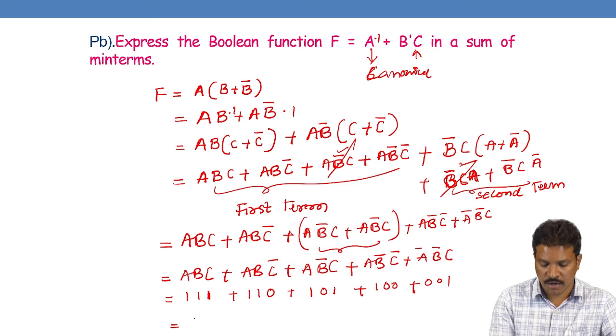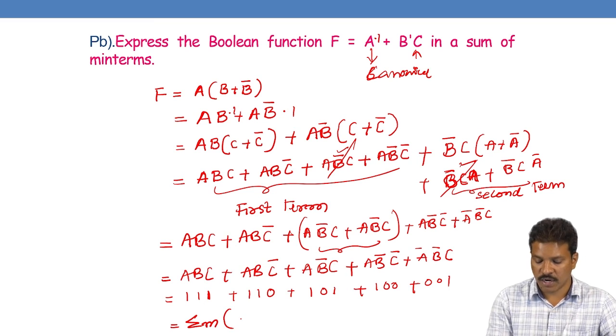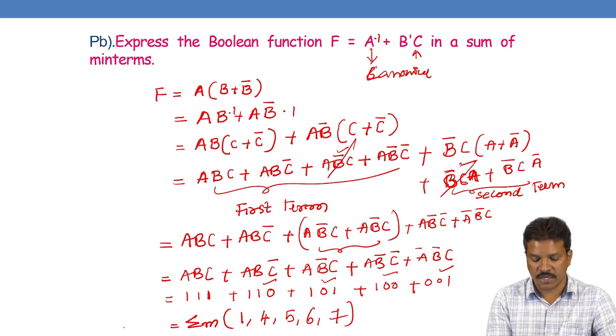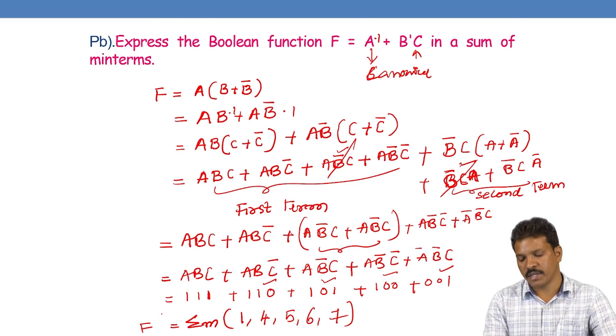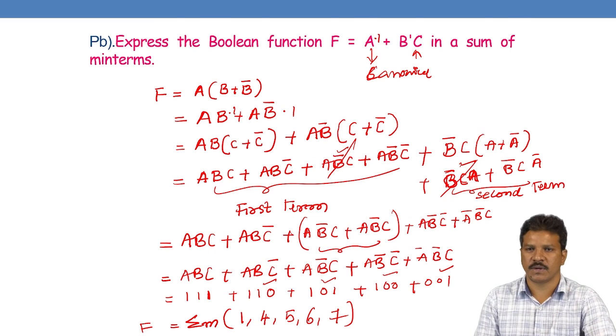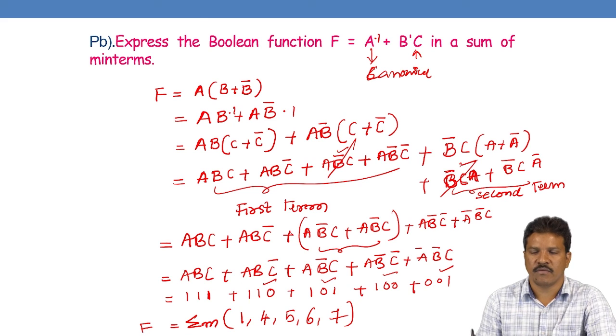Its corresponding digits in the decimal. So we can represent that minterm representation. So what are all the values? 001 means 1, 100 nothing but 4, 101 nothing but 5, 110 nothing but 6, and 111 nothing but 7. So we can represent this Boolean function in terms of sum of minterms. This is called representation of sum of minterms. F is equal to sigma m of 1, 4, 5, 6, 7.